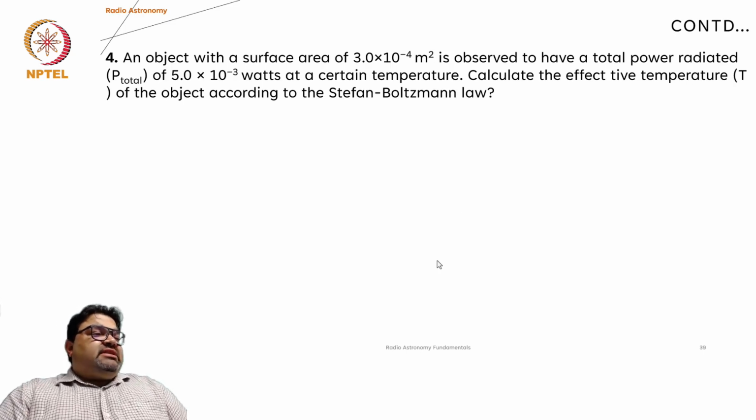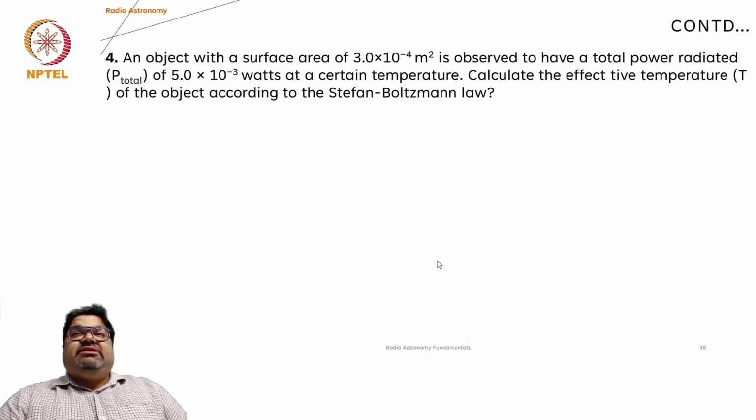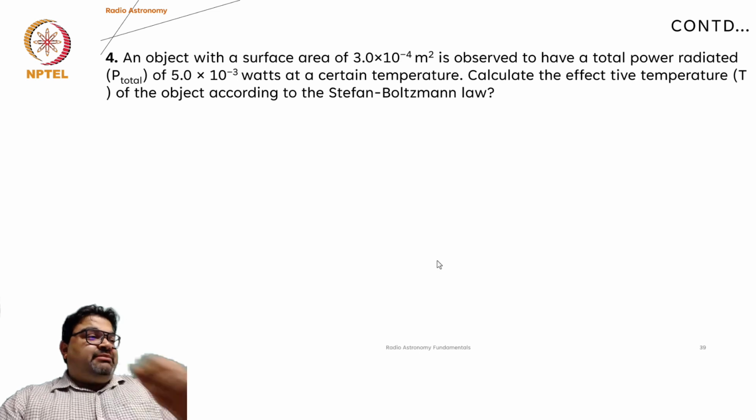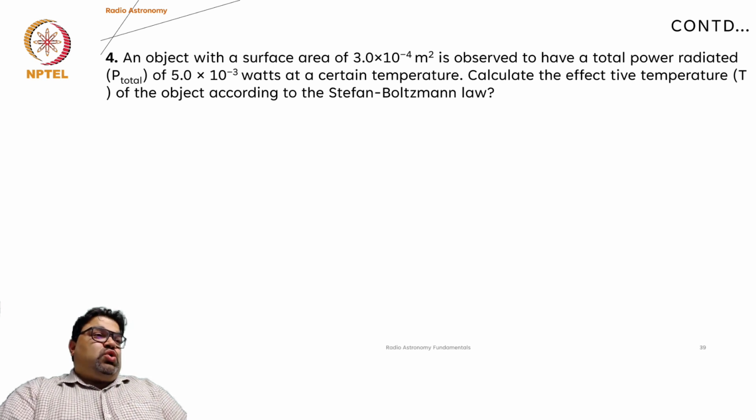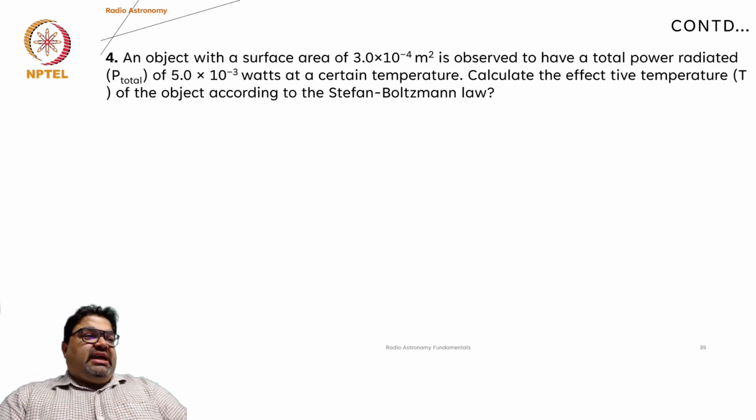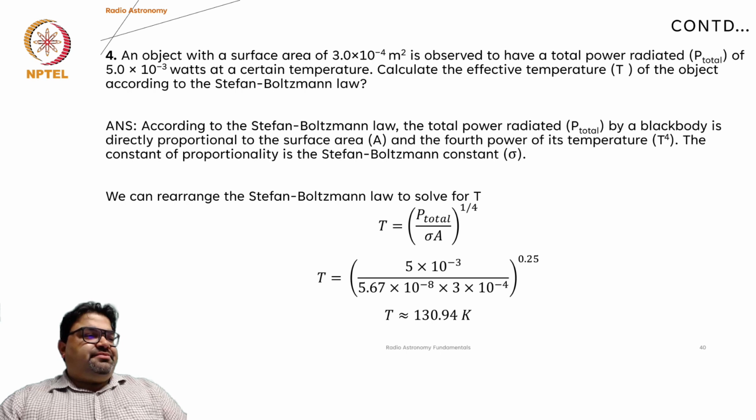An object with a surface area of 3 times 10 to the power minus 4 meters square is observed to have a total power radiated of 5 times 10 to the minus 3 watt at a certain temperature. Calculate the effective temperature T of the object according to the Stefan-Boltzmann law. So the surface area is given, total power is given, so we calculate the effective temperature.